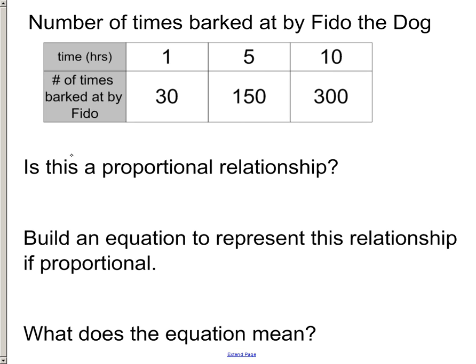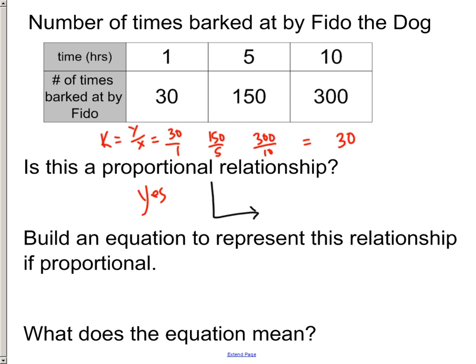Well, we know that the rate of change needs to be constant to make it a proportional relationship. How do we find our rate of change, which we can abbreviate with the letter k? Well, we take our y and we divide it by x for these simple relationships. So 30 divided by 1 is 30. 150 divided by 5 is 30. And 300 divided by 10 is 30. So basically, my rate of change is 30. So is this a proportional relationship? Yes.